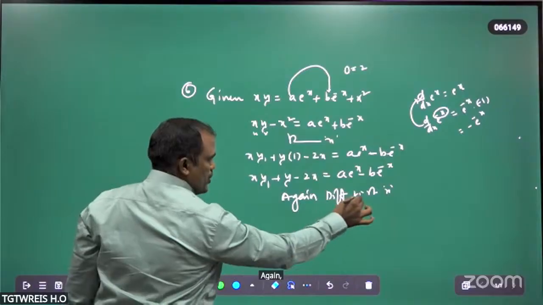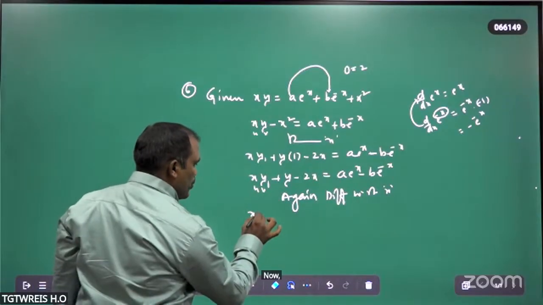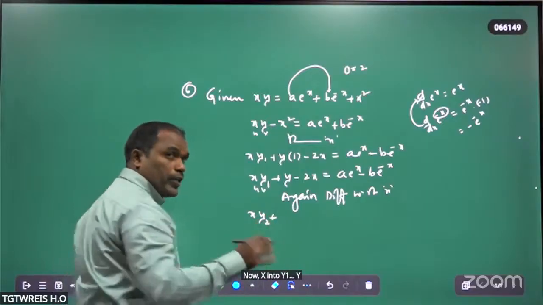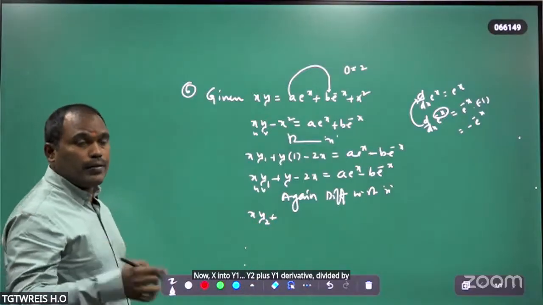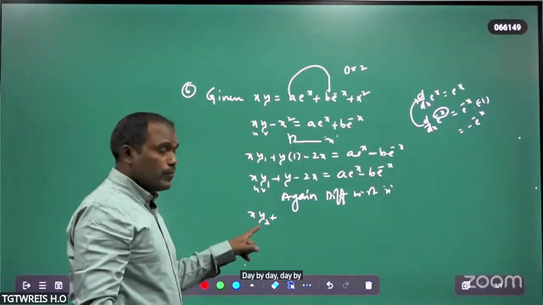Again differentiate with respect to x. Again here it is UV. Now x into y1 gives y2, plus y1. The derivative of dy by dx, after differentiating, what do we get? dy by dx of y1 is nothing but what?